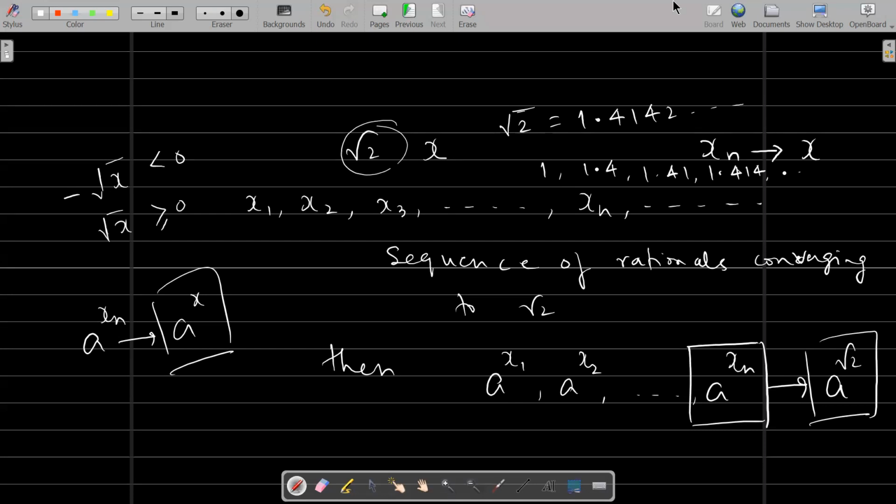But how exactly do we calculate it after finding x of n? We can only find a to the power of root 2 if we get some rational number close to it, like x n. So we can never know what that value is. How exactly do we still find the answer?